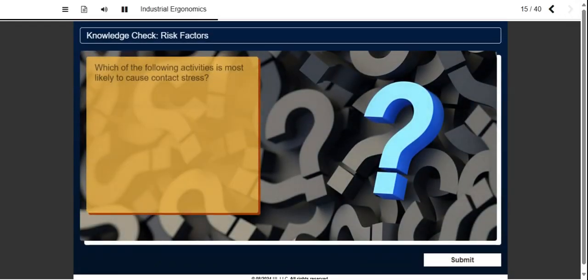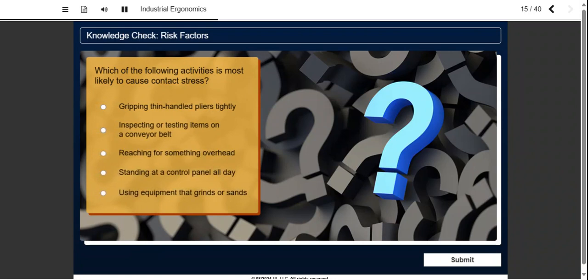Which of the following activities is most likely to cause contact stress?